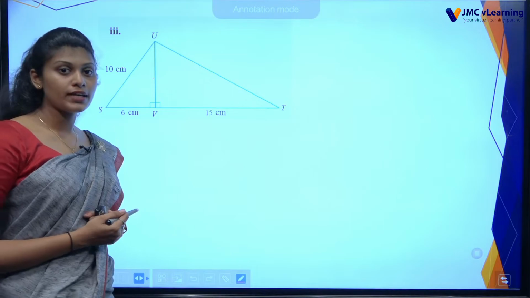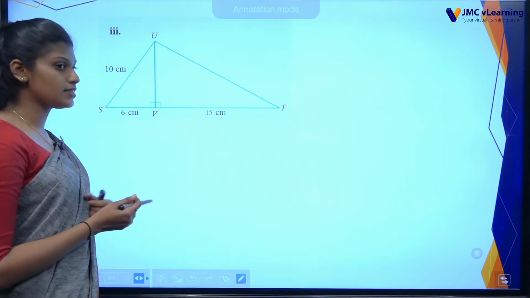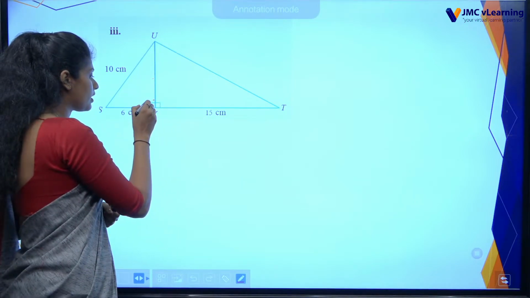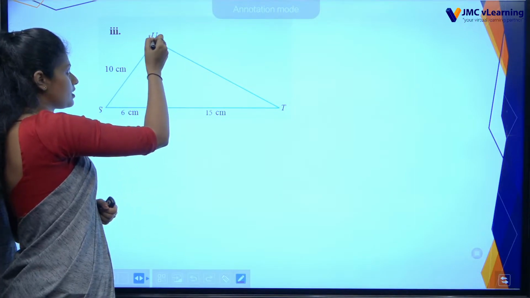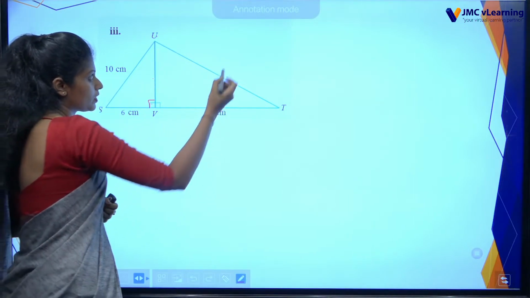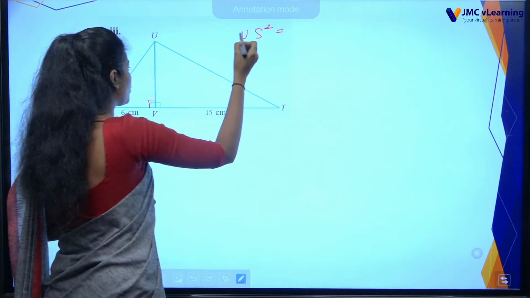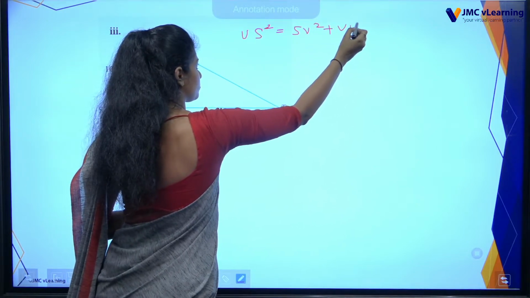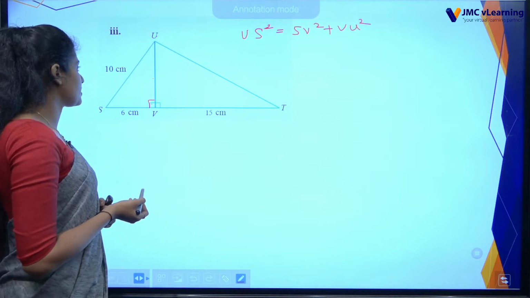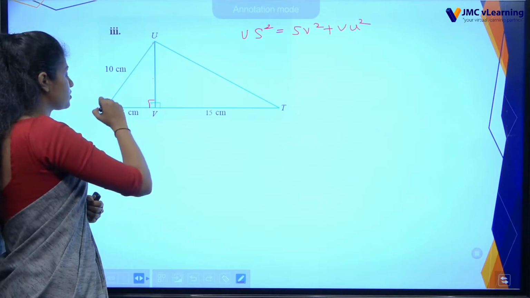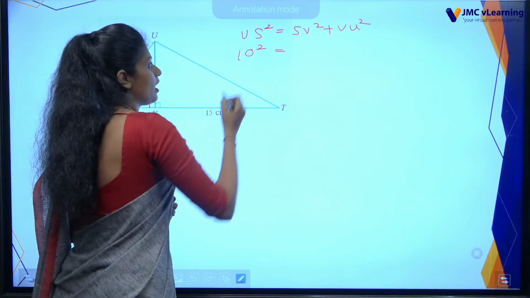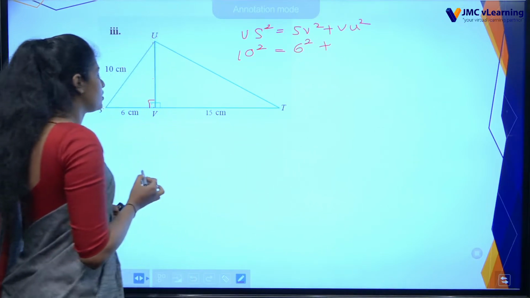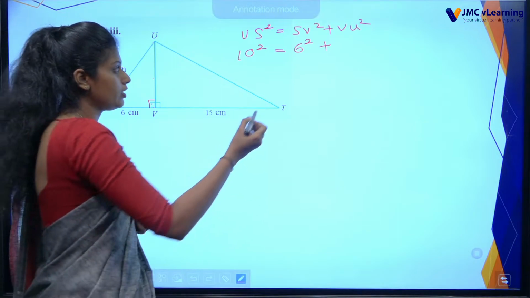So, let's apply the Pythagoras theorem to the UVS triangle. What is the hypotenuse in this triangle? This is 90 degree, the opposite length is 10 centimeter, side is US. So, let's write US squared is equal to SV squared add VU squared. US squared is 10 and SV is 6, so 6 squared. VU, we have to find the length of VU.